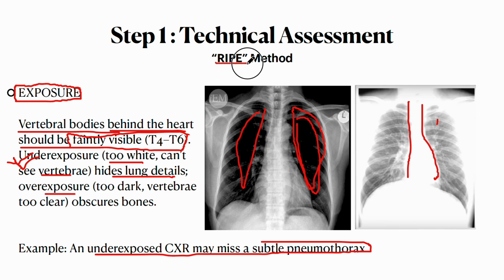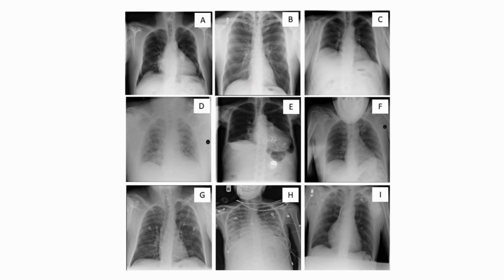So the RIPE method is done, and then this is a homework for you. You can comment down what these technical assessments are, like what the problems are in these X-rays. So you can comment it down, right?